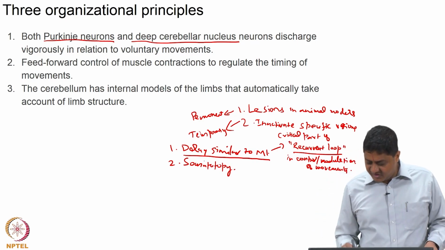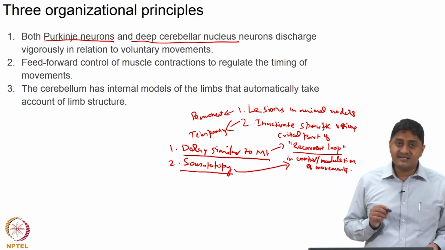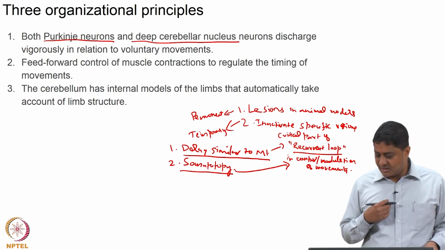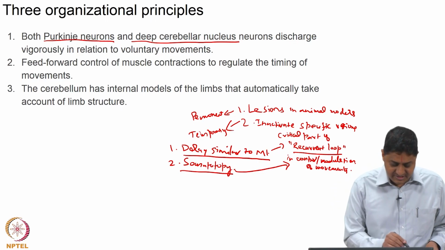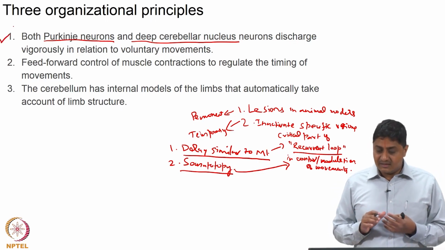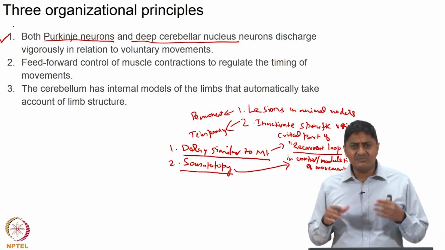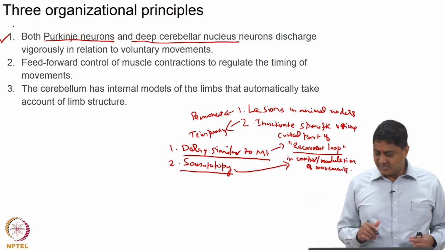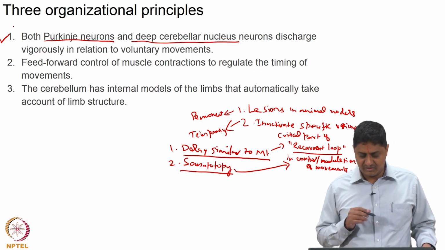Once again we come to the same conclusion, that the cerebellum participates or at least is a critical part of the recurrent loop in movement modulation. So this is what we learned from the first lesson: Purkinje neurons and deep cerebellar neurons, their discharge is vigorous in relation to voluntary movements, sometimes very comparable to motor cortex, yet we only believe that their role is in modulation of movements.